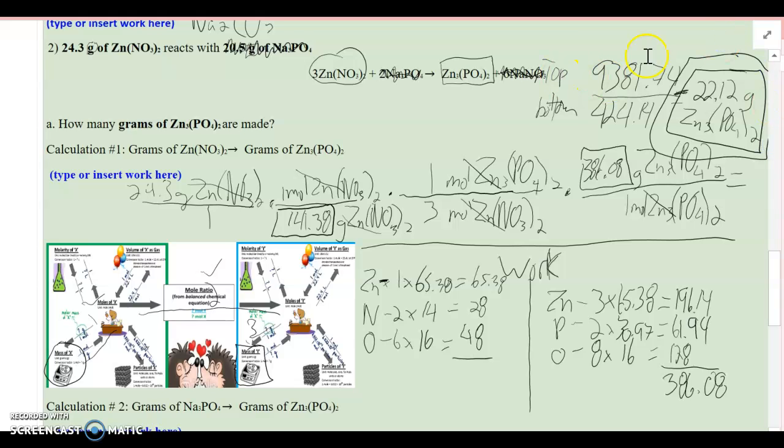Yay! And I am now halfway done with the problem. Can you believe it? Only halfway done. 15 minutes and I'm not even halfway done.